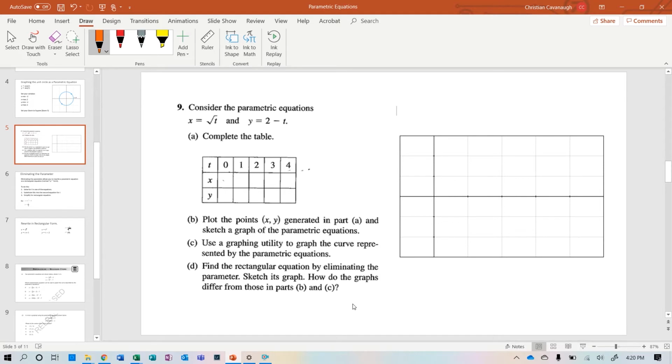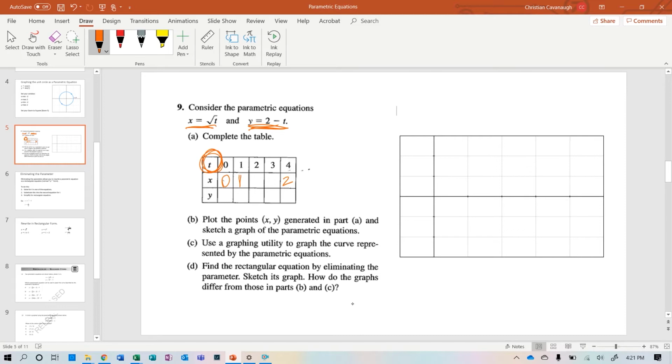So in this example, we have that x is the square root of t and y is 2 minus t. It gives us the t values right here, and it wants us to fill in the table for x and y. If x is the square root of t, then the first number that you need is the square root of 0, which is 0, and then the square root of 1, which is 1. I'll finish filling in some of these other harder ones in a second and come back to you guys. I can go ahead and do the square root of 4. I do know that one.